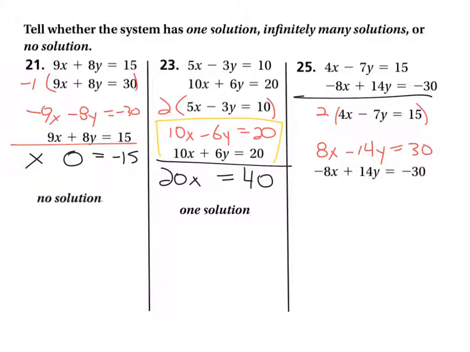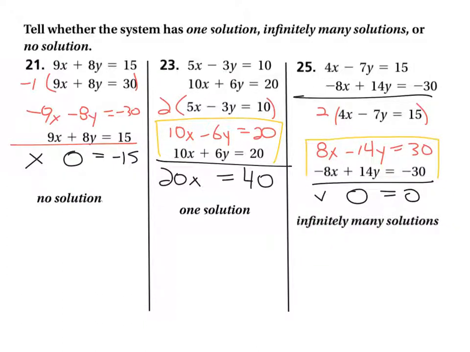So we're going to add these two together. I'm adding them because 8x and -8x should cancel out when we add. And when we add, they do cancel out, but also the -14y and the positive 14y cancel out, leaving nothing over there. And the same here, 30 and -30, exact opposites, cancel out. 0 equals 0. That's true all the time. And since it's true all the time, that means that there are infinitely many solutions for this one. And that's how you do it.